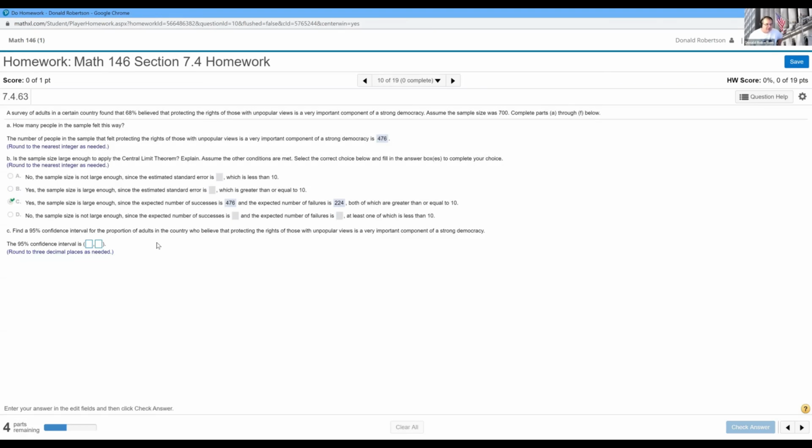Now it says find the 95% confidence interval. So what have I got here? I have a p hat of 68%, and I have a sample size of 700, and we are looking at 95. Yeah, 95. Okay, so I'm now going to leave that and go back to our usual sharing, and we'll see what that looks like in a moment.